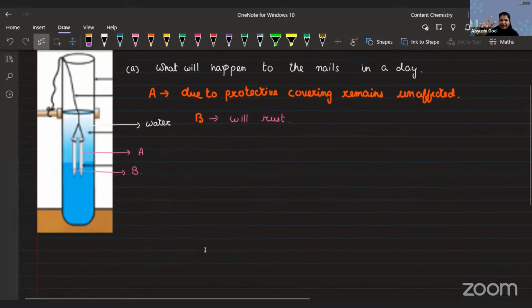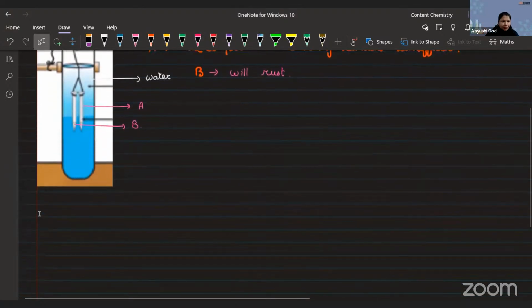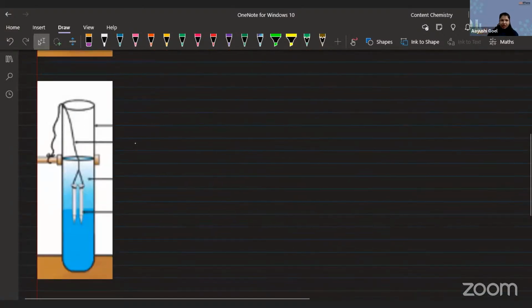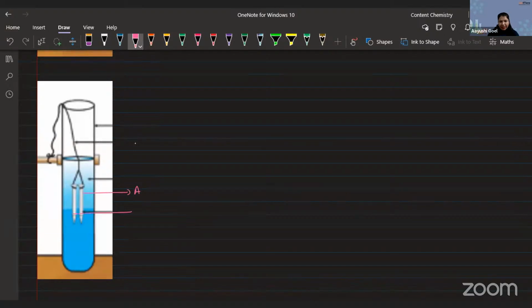Now let's see the same type of example. Now what can I do with the second part here? Same question. Again, this is my A, the first one, and this is my B. A is covered with oil, or I can take grease or paint, whatever you want. Let's take paint. I'm taking paint here. And instead of water, now I'm having a copper sulfate solution. Now this blue is my copper sulfate solution.